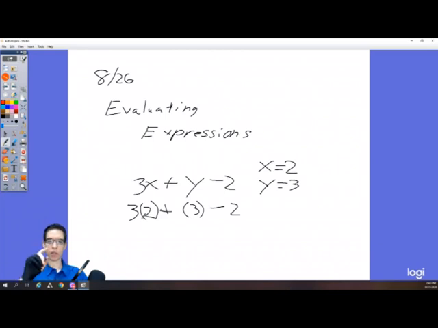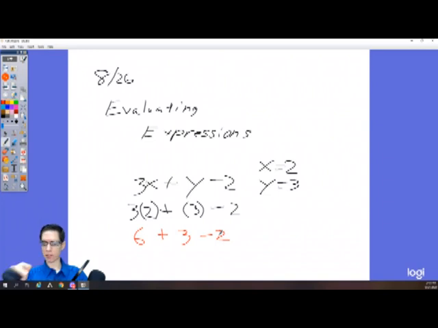So 3 times 2, that's going to give us 6. 6 plus 3 minus 2. We have to take care of that first, and then we can do the addition and subtraction after. So 6 plus 3 minus 2, we can do all of that in one quick step. That's going to be 7. And there's our solution. Okay?